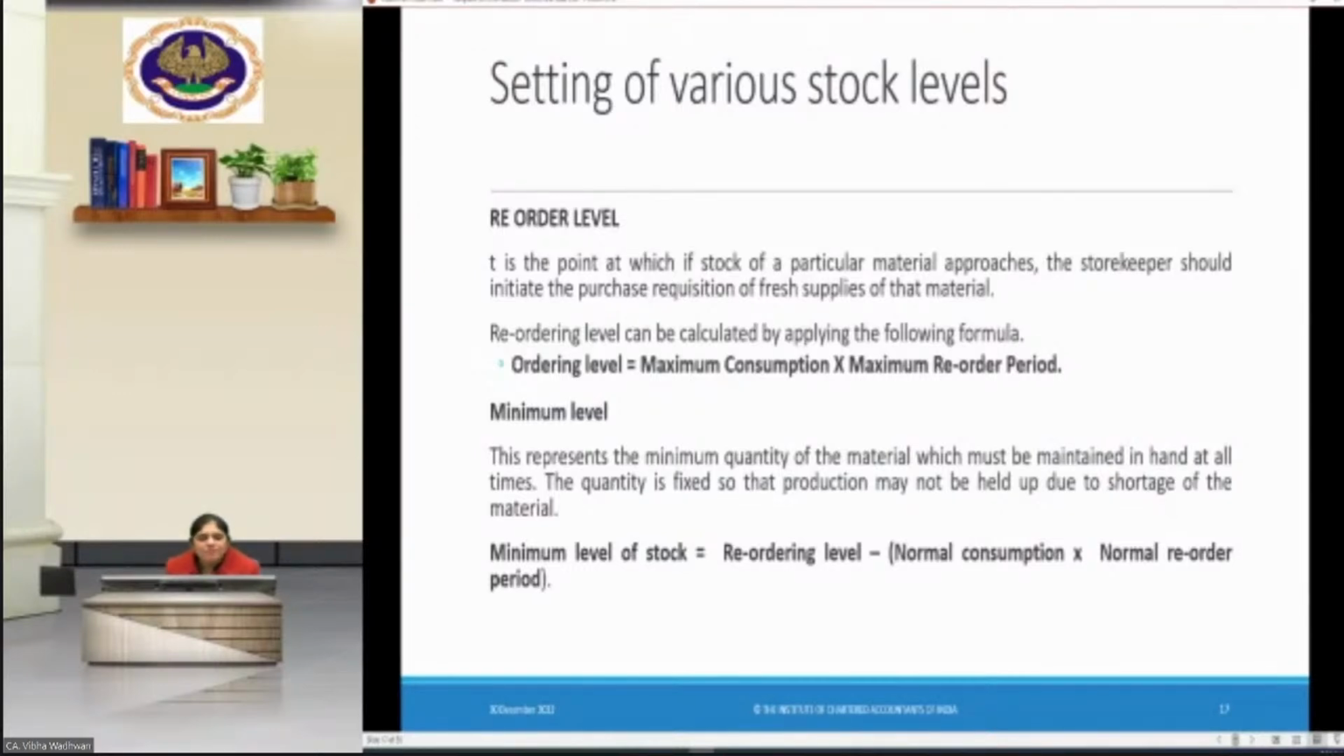Then minimum level. It represents the minimum quantity of material which must be maintained always. All right. The quantity is fixed so that production may not be held up due to the shortage of material.